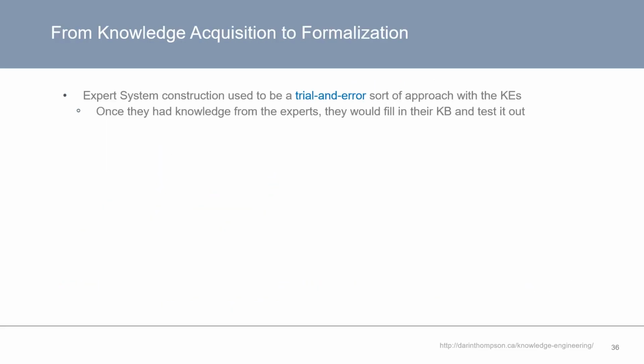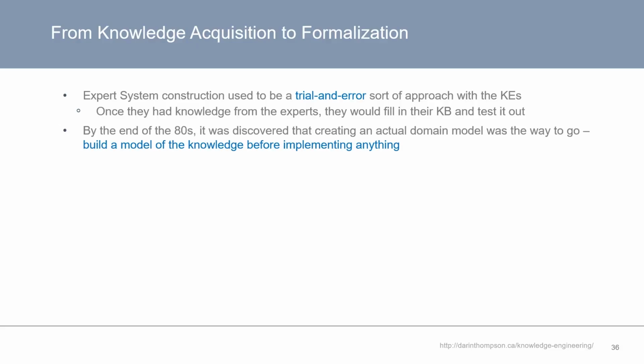Expert system construction was primarily a trial and error process that involved knowledge engineers, where once they had knowledge from experts, they would fill in their knowledge base and test it out. By the end of the 80s, it was discovered that creating an actual domain model as an intermediary was the way to go. In other words, build a model of the knowledge before actually implementing anything.